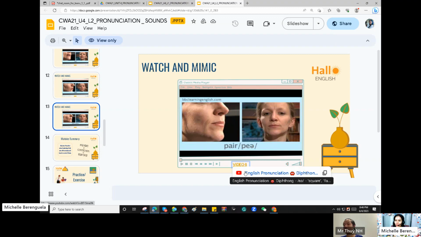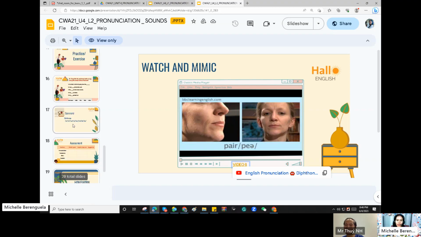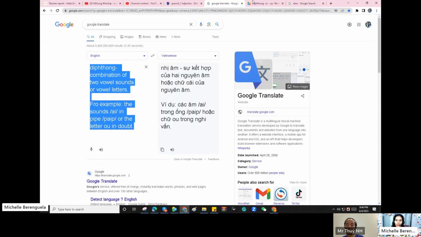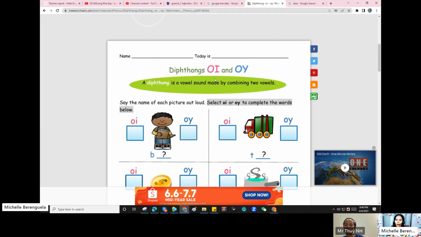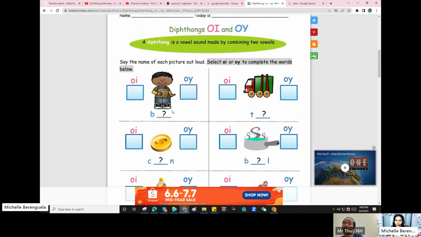Do you want to repeat that sound? I know. Okay. So now, let's have an activity for the diphthongs "oi" and "oy", okay?